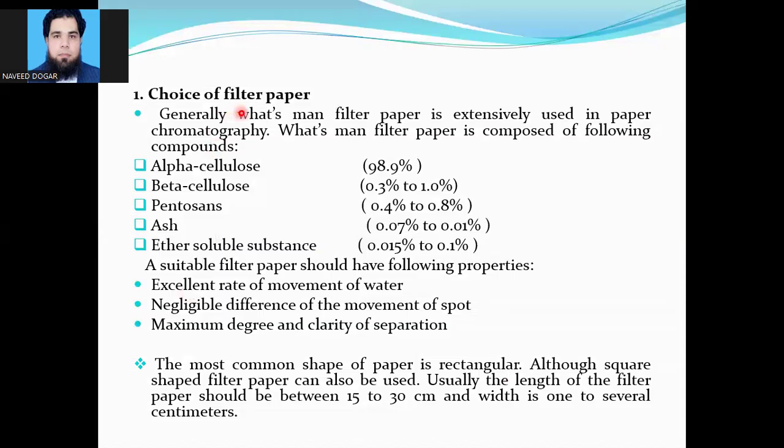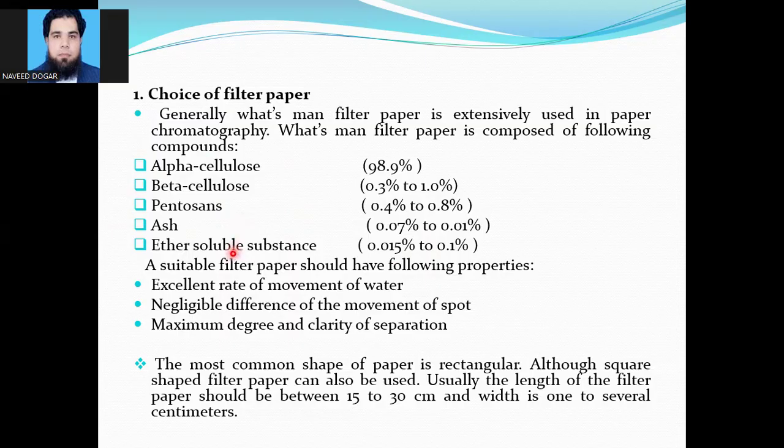Choice of the filter paper. The first step is that we have to choose the filter paper. Usually the filter paper we use in paper chromatography is Whatman filter paper number one. Whatman filter paper one is composed of various compounds. It contains alpha cellulose almost 98.9%, beta cellulose 0.3 to 1%, pentosans 0.4 to 0.8%, ash containing substances 0.07 to 0.01%, and ether soluble substances 0.015 to 0.11%. So that is basically the composition of Whatman filter paper number one.